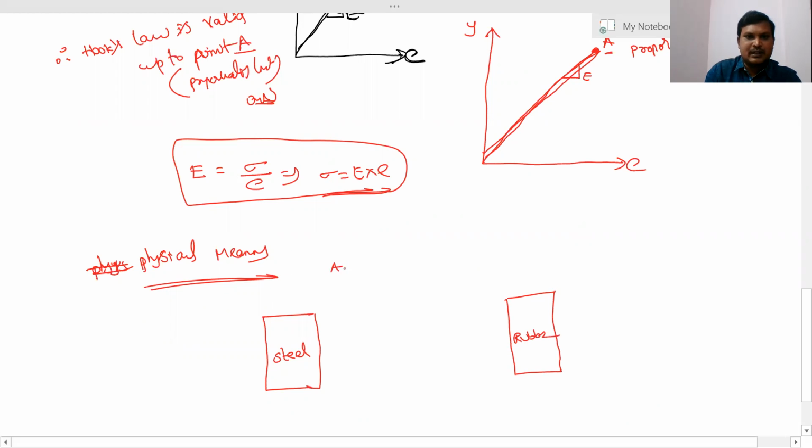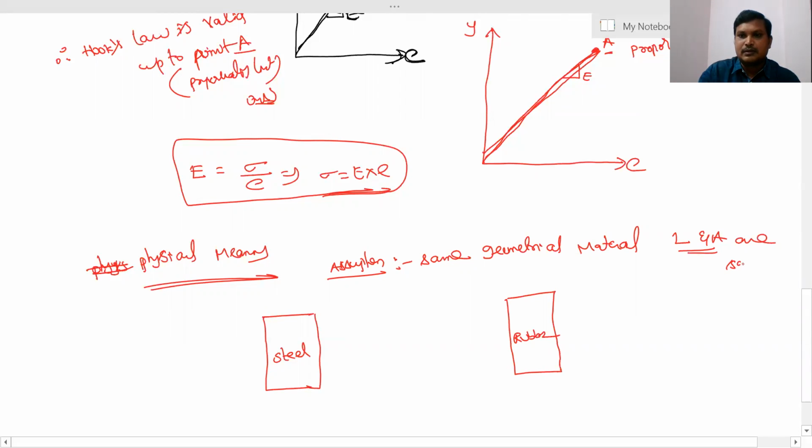So the assumption here is the same geometrical material, which means length and area are the same. Initially this is the length L. This is also the same length. The right side is the rubber and the left side is the iron. This is also area A. This is also area A.